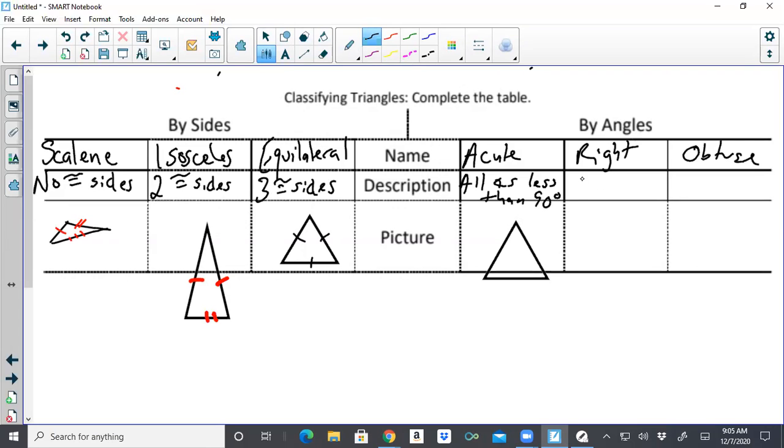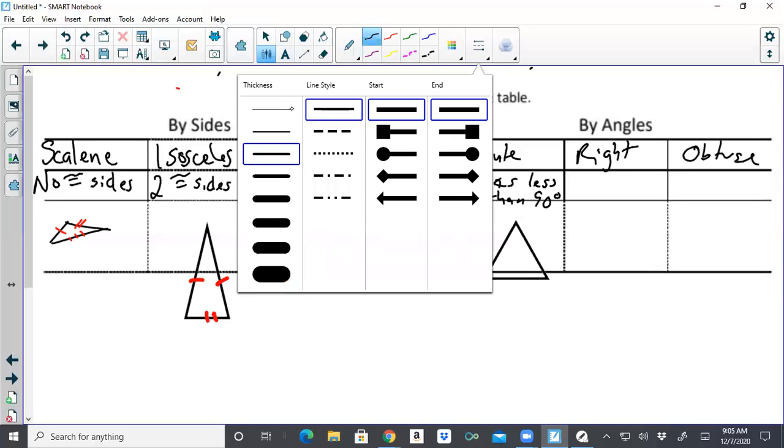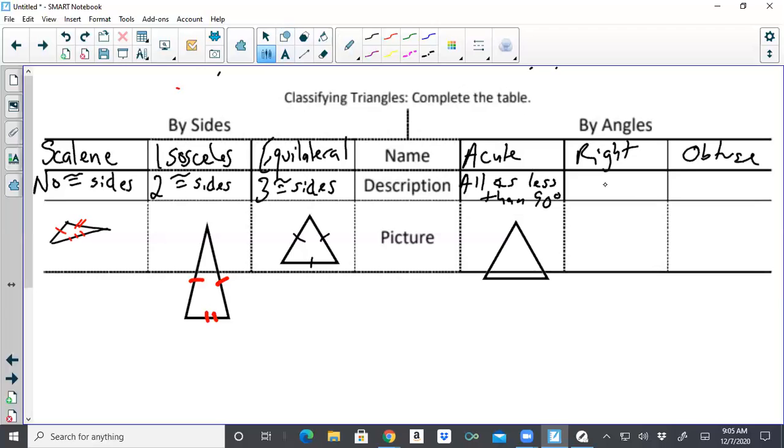With a right angle, it means one 90-degree angle. So a right angle is one 90-degree angle. So we can draw a picture of that and it looks like this. We can't have more than one 90-degree angle. We can only have one. But that one 90-degree angle will tell me that it is a right triangle. Okay, this is a right triangle.